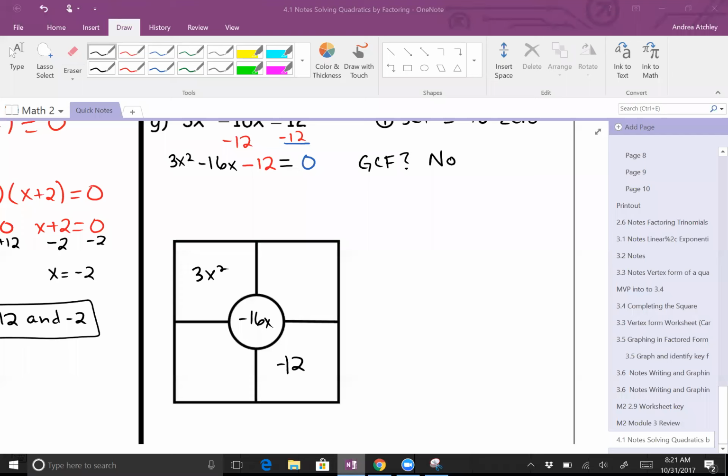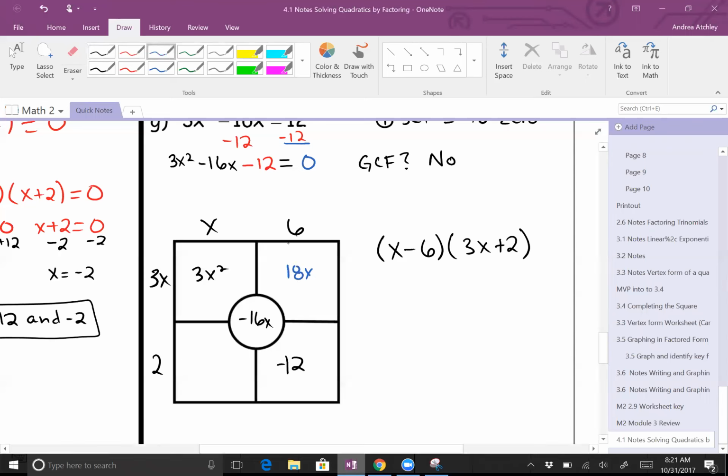Okay, Kate, what did you guys get? The factors. X minus 6 and 3x plus 2? Awesome. Do you guys agree with that? Okay, let's check this. So this area would have been 18x. And we said that was negative, so that would be negative 18. And this would have been just 2x. If I subtract them because it's negative, I would get negative 16, so we did good.